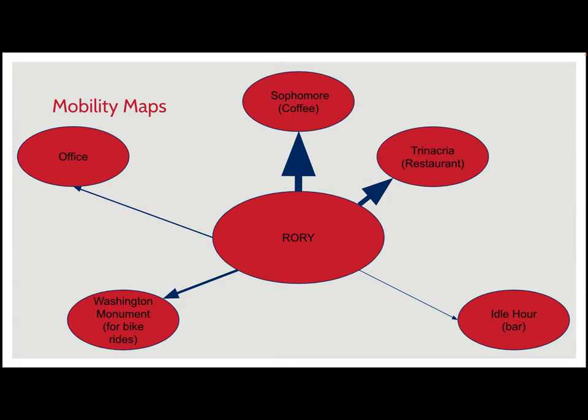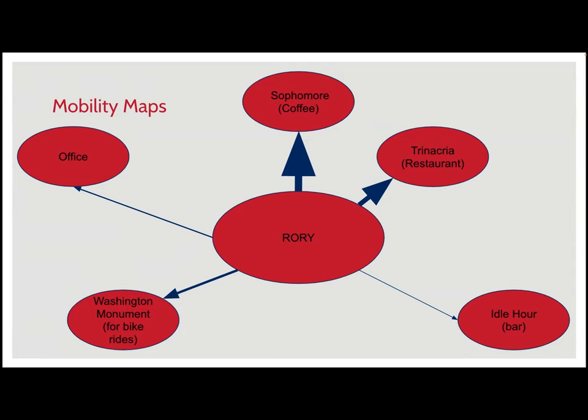Next, in the bottom left, you see the Washington Monument, which is a meeting point for people in Baltimore to go on bike rides. We go on different bike rides a few times a week, about two times a week. So you can see that it's thicker than the office, but the arrow is much closer than the office, because it's about a 10-minute bike ride from my house.